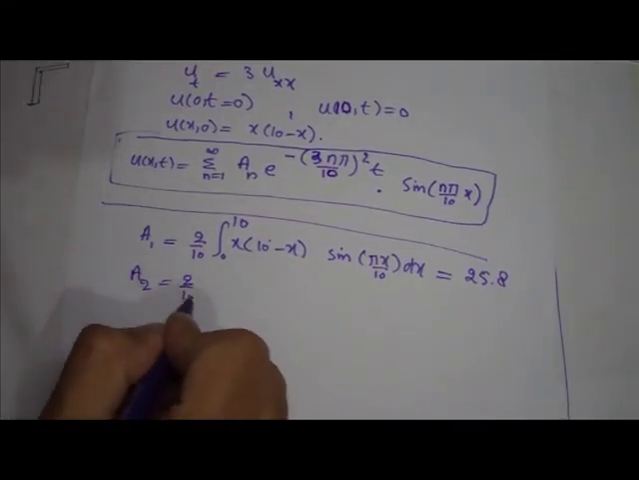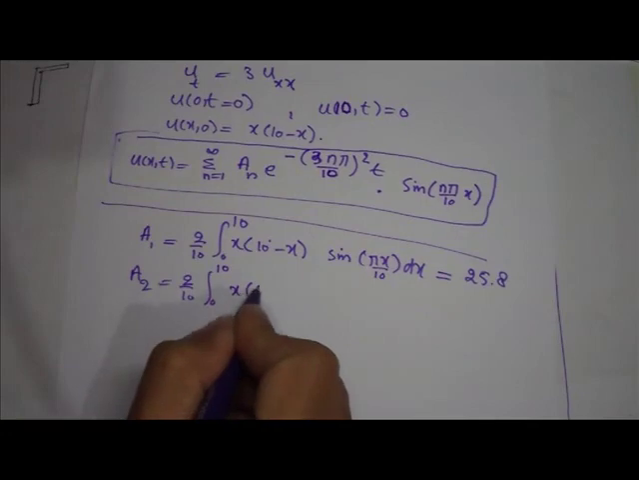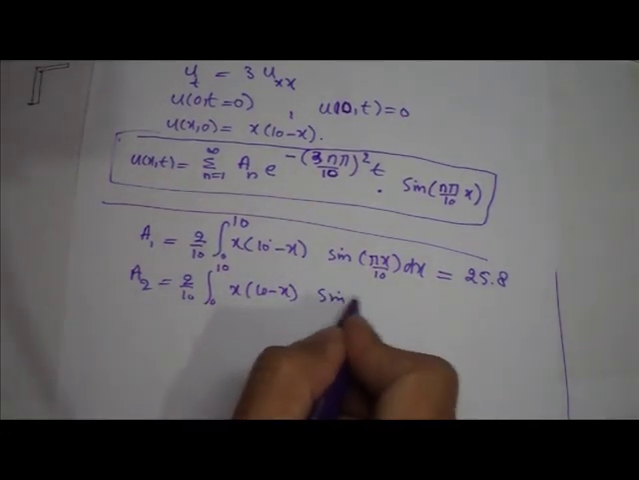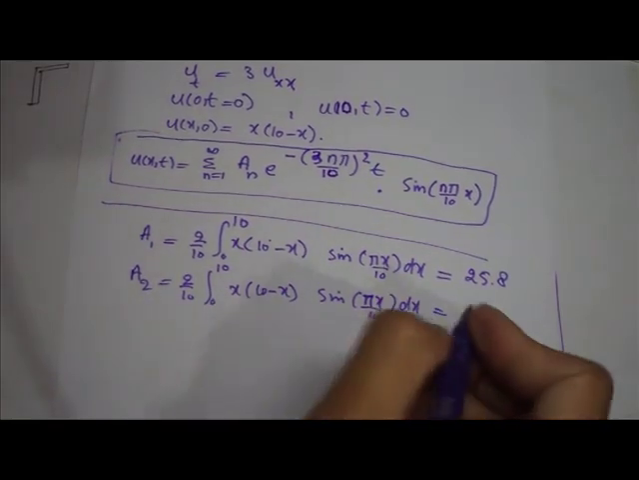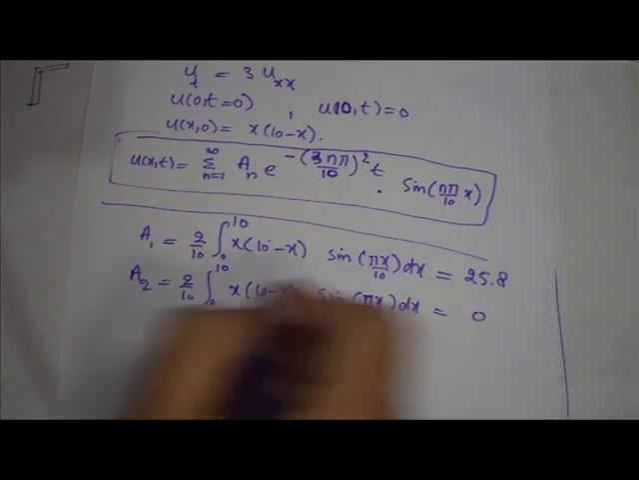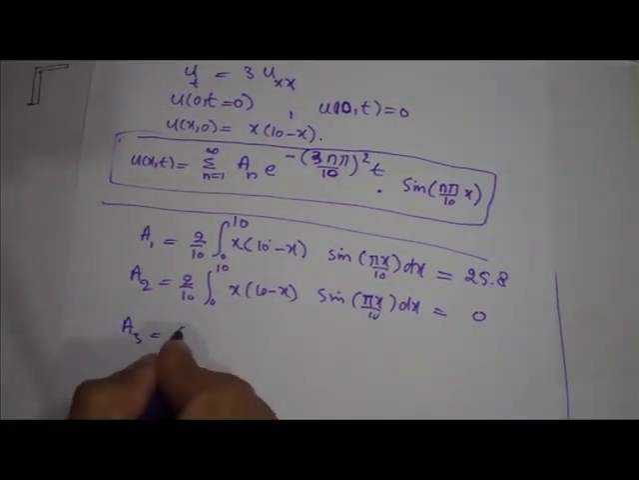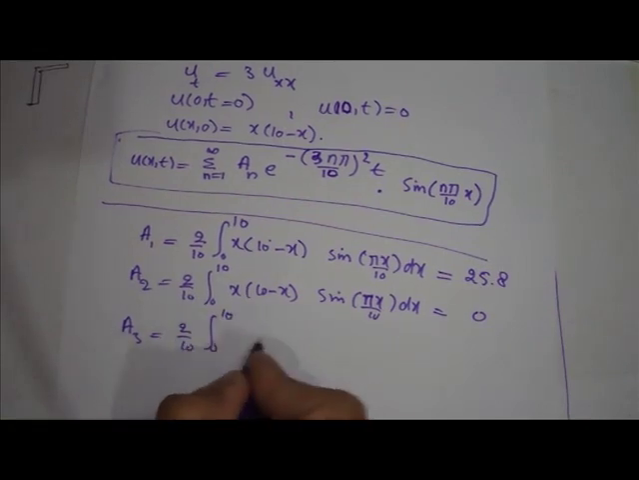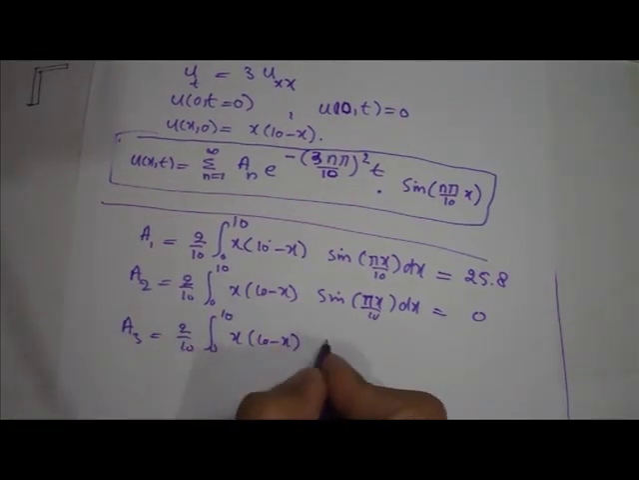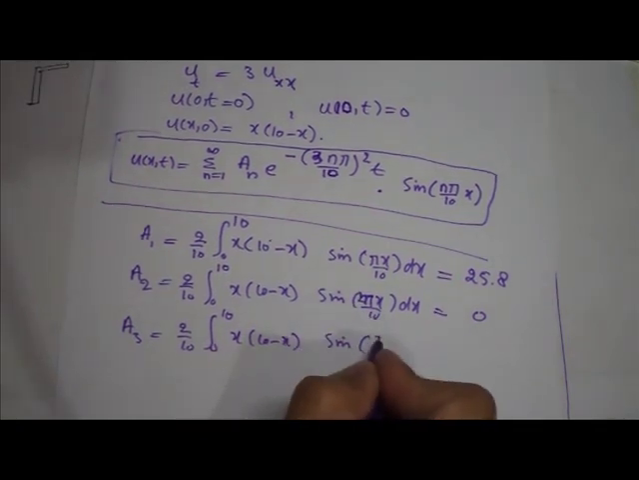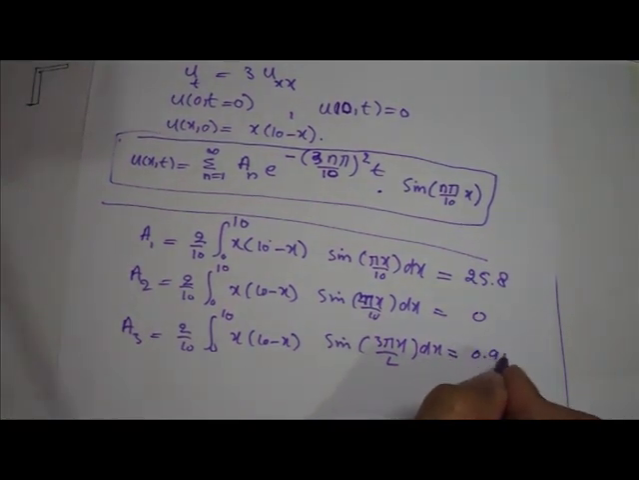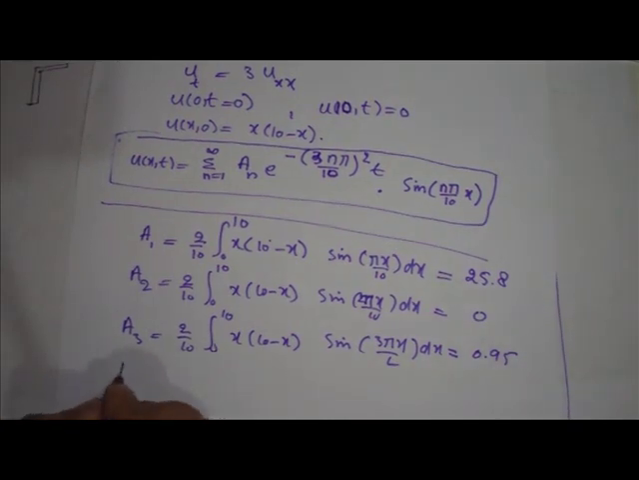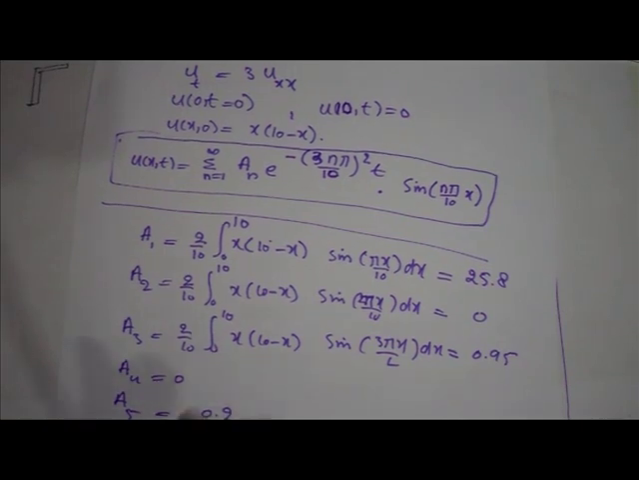Constant a2 is equal to 2 divided by 10 integral from 0 to 10 x into 10 minus x sine 2 pi x over 10 dx. This integral is equivalent to 0. The value of a3 is 2 divided by 10 integral 0 to 10 x into 10 minus x sine 3 pi x over L dx. So the value of this integral is 0.95. Similarly a4 is 0 and a5 is 0.2.